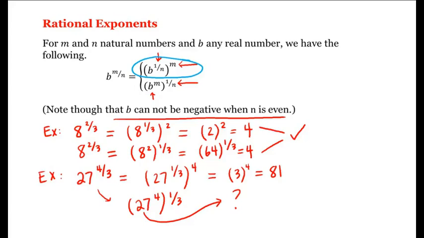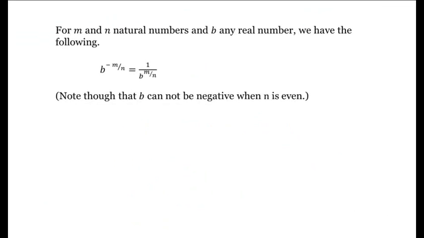All right, what about rational exponents that are negative? What we do is we take 1 over b to the positive m divided by n, and then we do what we did before. For example, let's say we wanted to compute 9 to the negative 3/2 power. This is the same as 1 divided by 9 to the positive 3/2 power.